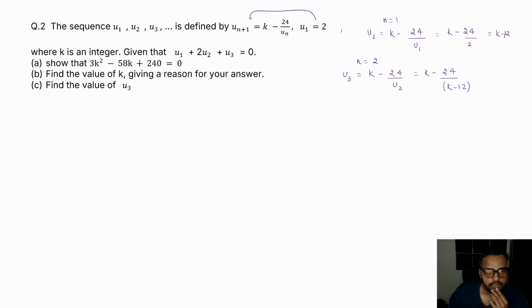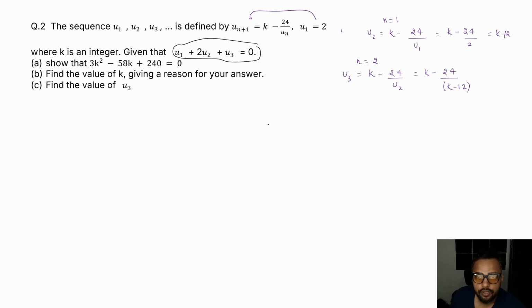In the question, they have given that u1 plus 2 u2 plus u3 equals 0. So we are not going ahead with plugging the value of n equals 3, because the requirement was only u3 and u2. So u2 and u3 we have calculated. So I'll be using this relation, student, u1 plus 2 u2 plus u3 equals 0.